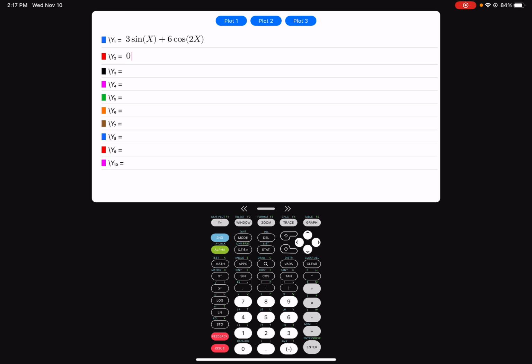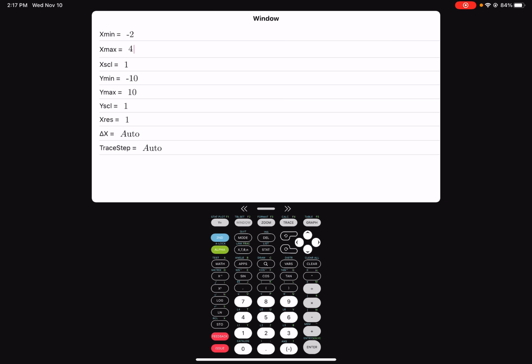And I want to know when this is equal to 0. Now, before I look at the graph, there's 2 things I want to double check. First of all, my window. I want to go from 0 to 2 pi. So I'm going to change my window 0 to 2 pi.